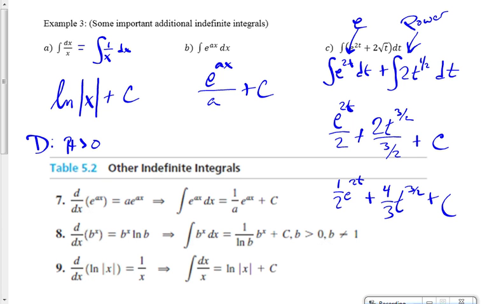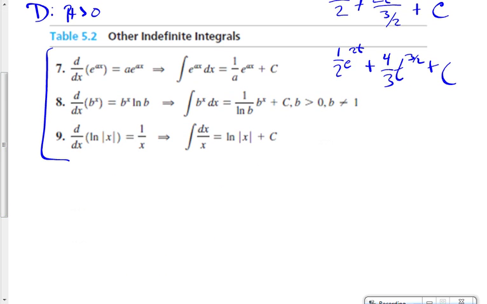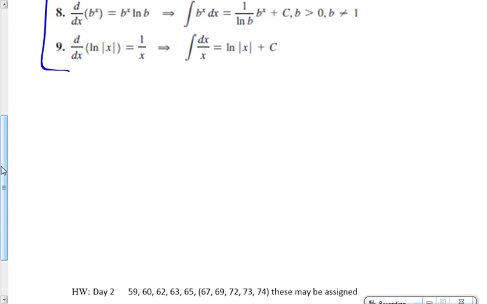Hopefully that gives you a good overview of those types of functions. And then there's a little set of definitions there for you straight out of your textbook.